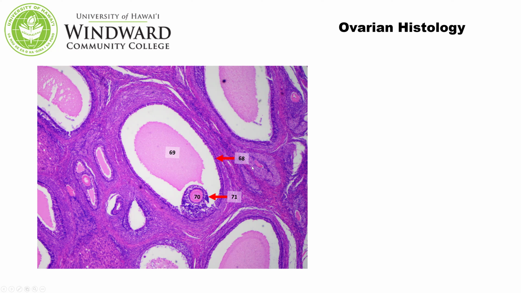Granulosa cells. So on the outside, we have the thecal cell layer, but this is the follicle itself. 70 is actually the oocyte, and 71, I think that's what you're talking about, Robbie, was a cumulus oophorus that's surrounding that oocyte.